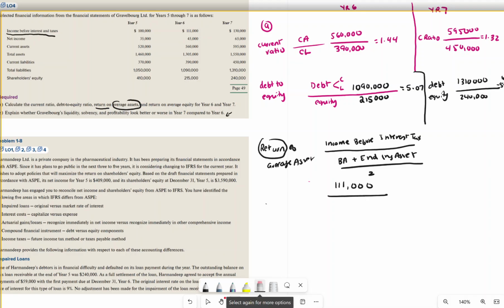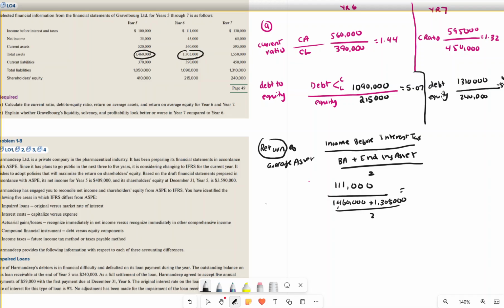So what we're doing is we're doing the beginning. That's when we need our year 5. Your beginning total assets are 1,460,000. The ending is 1,305,000. I take my 1,460,000, I add my 1,305,000, and I divide it by 2 to get my average.